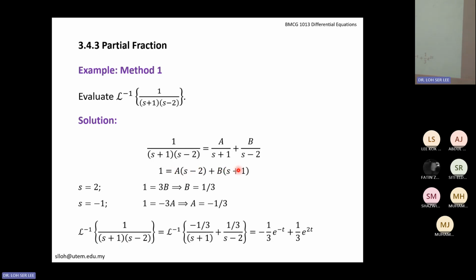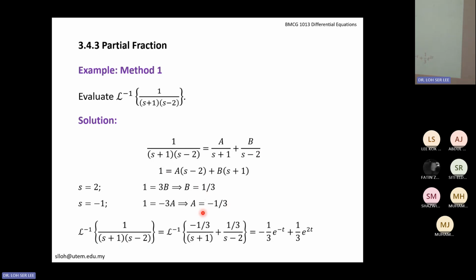2 plus 1 gives 3, so 3b. So 1 equals 3b, then you will get b. Another one, we can choose s equals -1. When your s is -1, this term is gone. S is -1, you get -3a. 1 is -3a, then you can get the value of a.